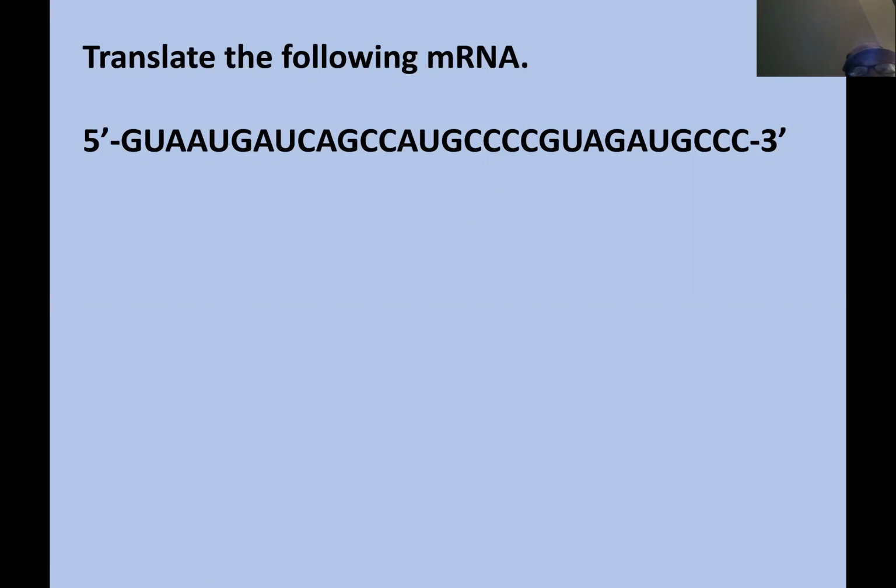What you're going to do, if it just gives you an mRNA and you're translating, is scan for that first AUG, and then read the codons until you come to a stop codon. So AUG encodes for methionine. Then we have isoleucine, AGC serine, histidine, alanine, proline. And then we stop. Don't continue on translating.